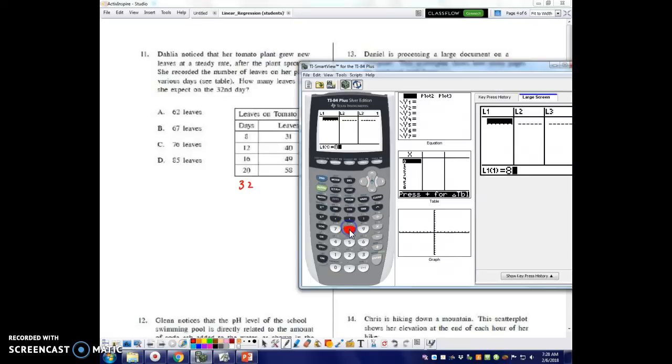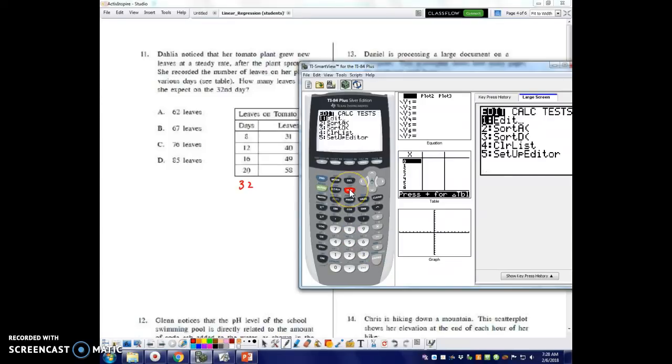Okay, so we have 8 days, 12 days, 16 days, 20 days. Then we have 31 days, 40 days, 49 days, 58 days. Stat, over to calc. What are we choosing, 4 or 5? Why 4? Because it's linear. Okay, so we get y equals 2.25x plus 13.